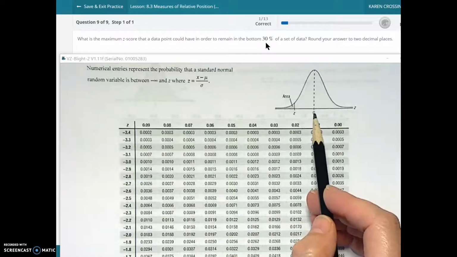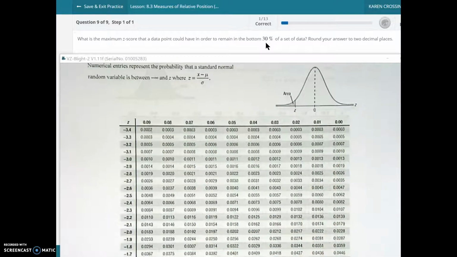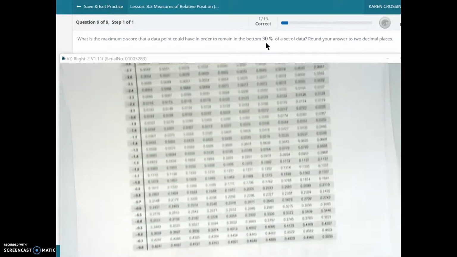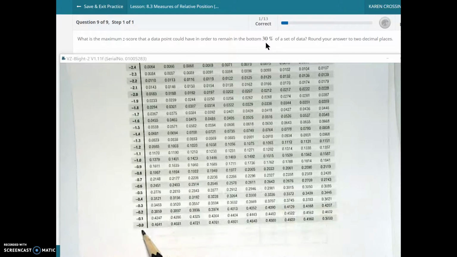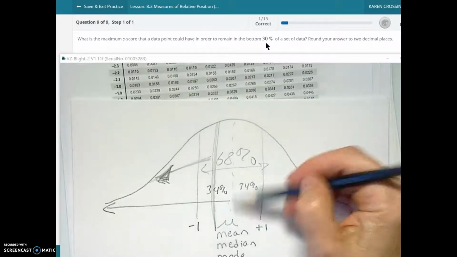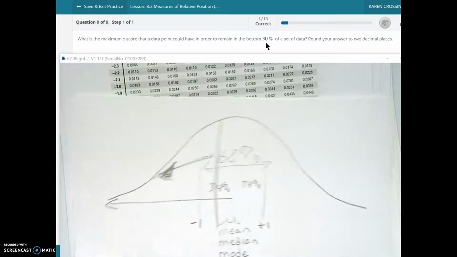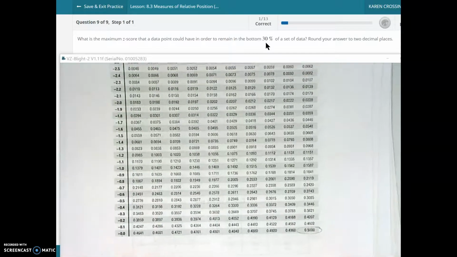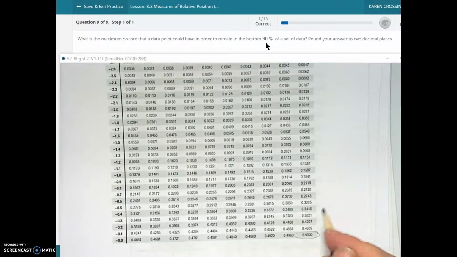And if we were here at z-score 0, which is way down at the bottom, I think I might need to zoom out a little bit. Way down at the bottom of the table, z-score 0 would be 50% of the data, like I was just saying on the curve. Z-score of 0, 50% of the data is below there. So we know we don't want 50%. They say we want to know how we can make sure we're below 30%.